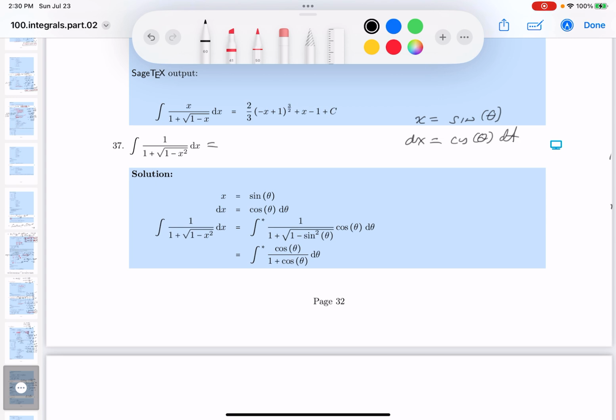I'm going to rewrite this. And again, these are techniques you learn in Calc 2. Let's write this down. And so you can get 1 plus the root of 1 minus sine squared theta. All right, then what's the dx going to be? It's cosine theta d theta.